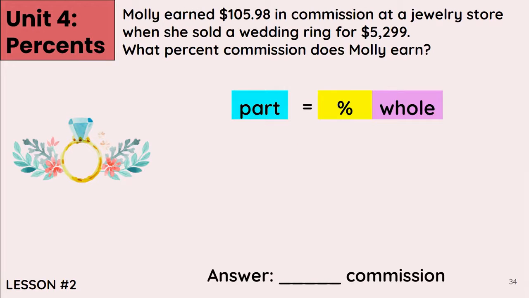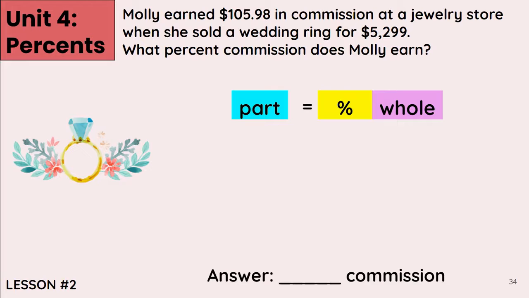Molly earned $105.98 in commission at a jewelry store when she sold a wedding ring for $5,299. What percent commission does Molly earn? So, if you're a salesperson and you sell things that are really expensive, like let's say you work at a car dealership, or a jewelry store, or you sell electronics, or you're selling houses, you get to keep a percentage for commission. So, we're trying to figure out what percentage Molly got to keep.